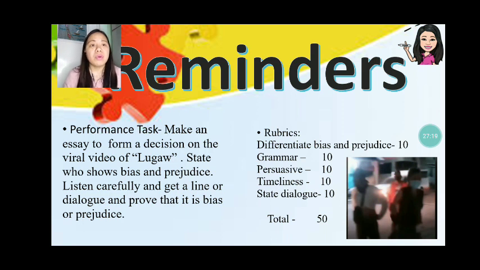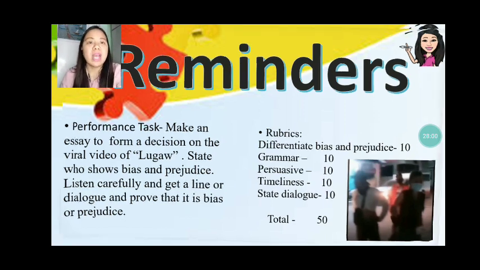If you are able to differentiate the two in your essay, 10 points. If the grammar is correct, it must be written in English and consider the grammar, 10 points. Persuasive or argumentative, meaning I am moved, I understand, and the essay catches my attention, 10 points. Timeliness, because we need to give a perfect score to the students who submit on time within the time limit. It is until next week, so you can pass it by then. But once it goes beyond that, we will deduct the 10 points. And you need to state a dialogue that you heard from the video, which is an example of bias or prejudice. So, I have here an example.